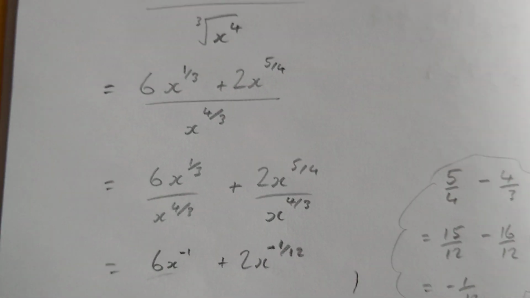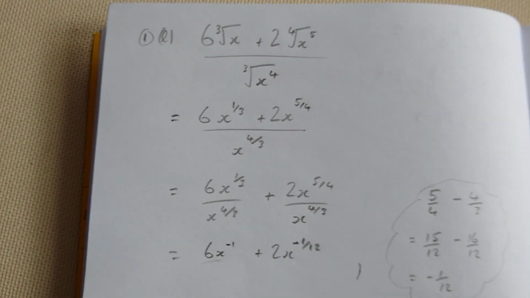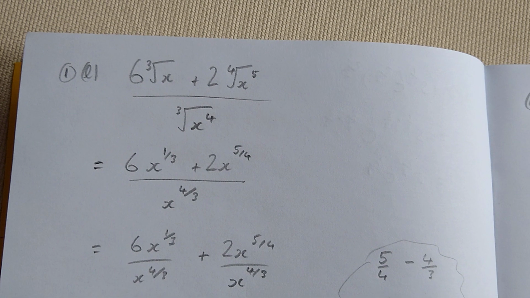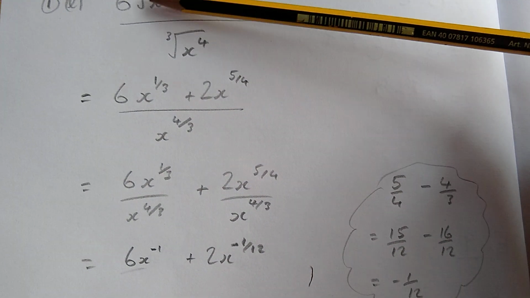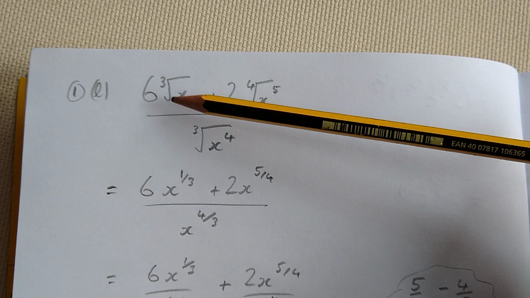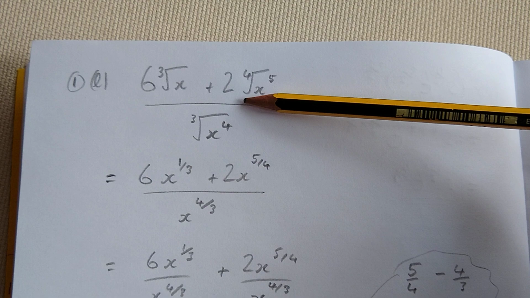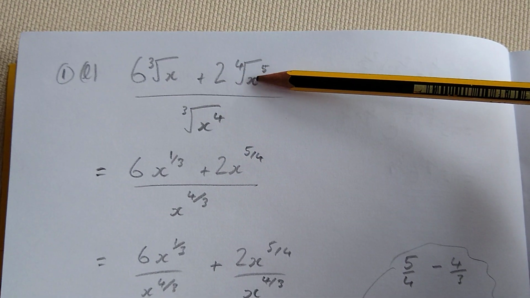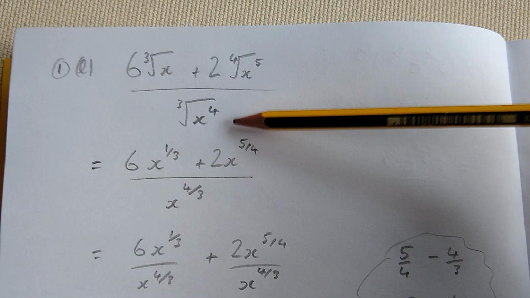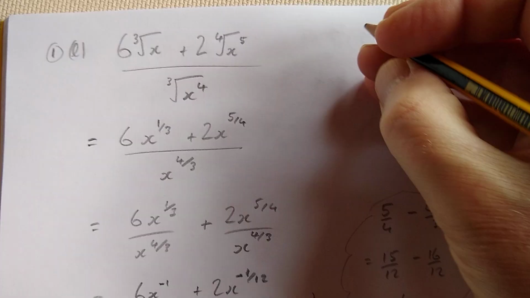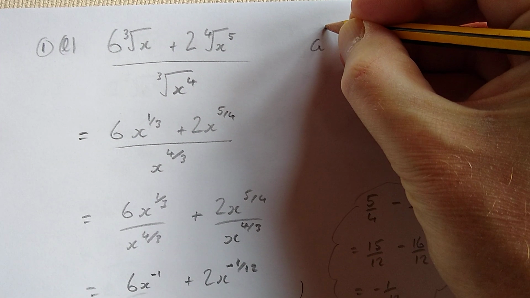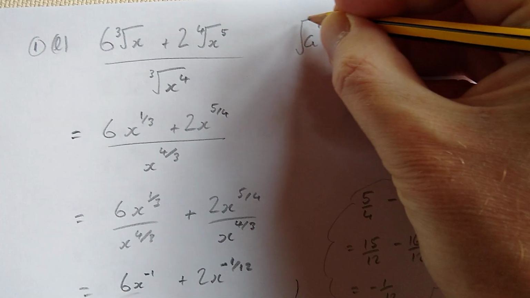Right, on to L. So quite a tricky exercise, this one. Ask me if you need more help. I can do more videos, not a problem at all. So 6 multiplied by the cube root of x plus 2 multiplied by the 4th root of x to the power 5, all divided by the cube root of x to the 4. Okay, so remember, we have this rule.